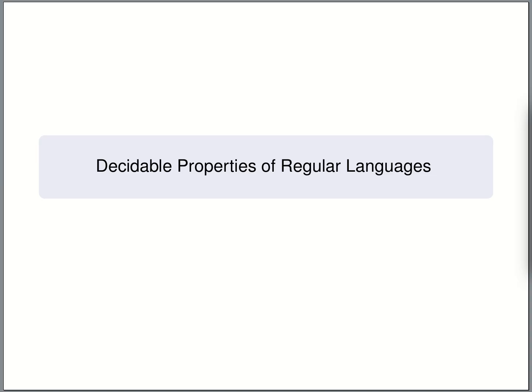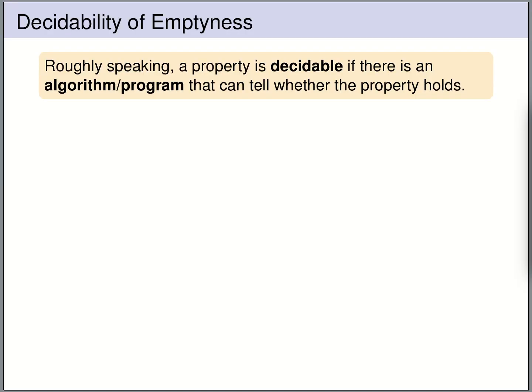Next, we're going to look at decidable properties of regular languages. Roughly speaking, a property is decidable if there exists an algorithm or a program that can tell whether the property holds or not. We will make this more precise when we are talking about Turing machines at a later point. But for the moment, it's enough if you understand that decidability means that you can write a program that answers yes or no.